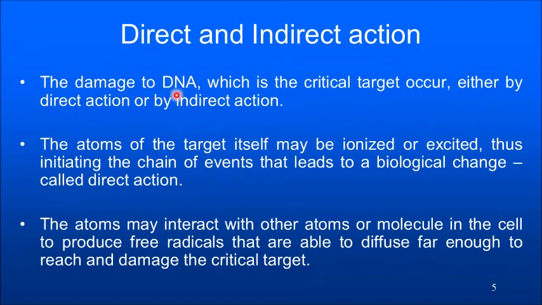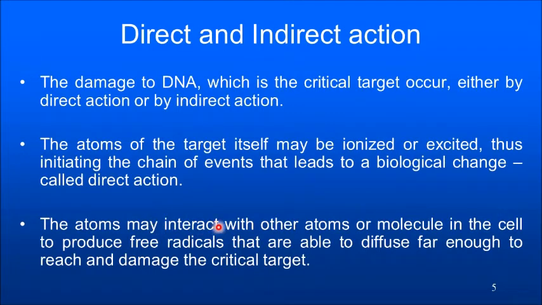The damage to DNA, which is the critical target, can be by two different methods. One is called the direct action, the other one is called the indirect action. The atoms of the target itself may be ionized or excited, thus initiating a chain of events that leads to a biological damage, called the direct action. I will explain this a little more in the next few slides.